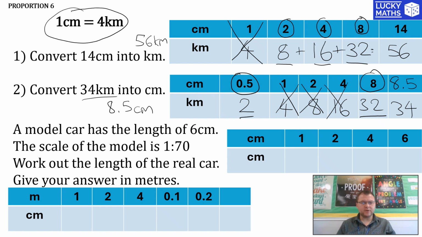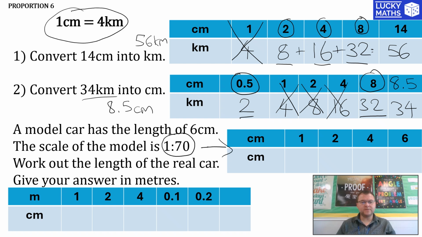And now the exam style question. A model car's length is 6 centimetres. The scale of the model is 1 to 70. These are the ones where students get confused because there's no units. So you choose the units basically. Whatever you choose 1 to be, 70 has to be the same. So I've set up here on the right, we're going to use this ratio table.